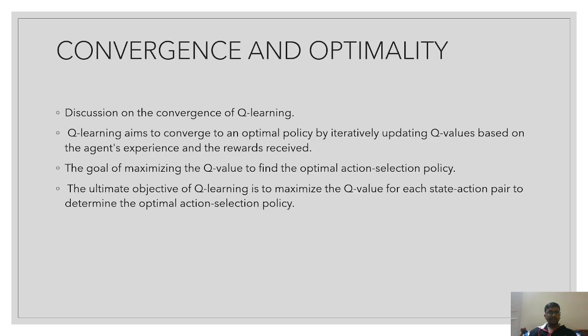Convergence and optimality. Discussion on convergence of Q learning. Q learning aims to converge to an optimal policy by iteratively updating Q values based on the agent's experience and rewards received. Goal of maximizing the Q value to find the optimal action selection policy. The ultimate objective of Q learning is to maximize the Q value of each state action pair to determine the optimal action selection policy.